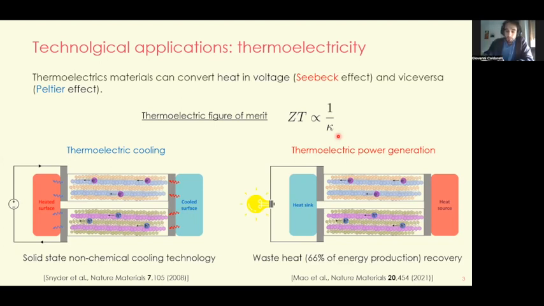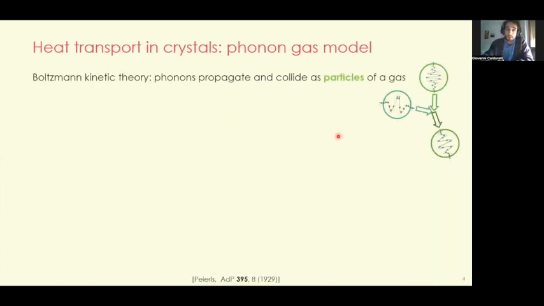So apart from this motivation, let's see what are the main theoretical tools that we have to describe thermal transport. The easiest model we can make is the so-called phonon gas model, which is basically an application of Boltzmann kinetic theory to the case of phonon transport, which was first devised by Peierls long ago, actually. And it's a picture in which you imagine the phonons as propagating wave packets, behaving basically as particles of a gas, and they conduct heat, propagating and colliding just like particles of a gas inside the crystal.